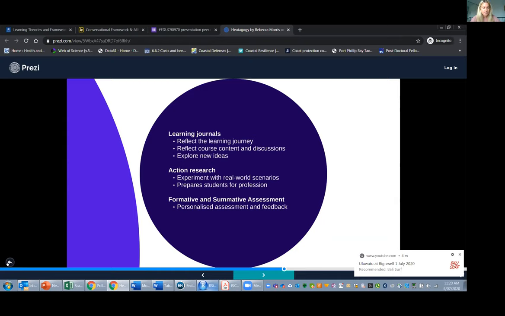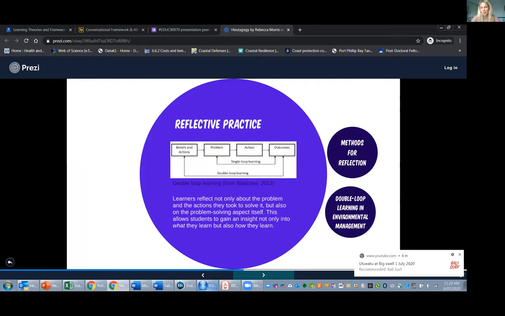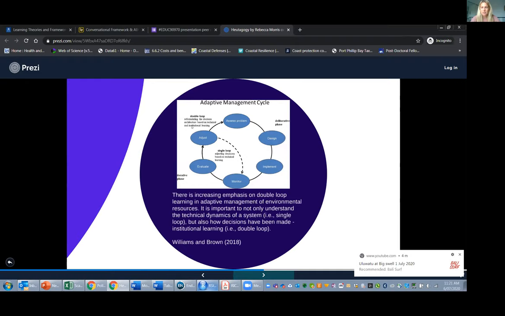I found this paper that helped me because I work in environmental management, and it was about double loop learning in adaptive management of environmental resources. I've included the reference that you can have a look at. For me, it helps me to understand the concepts if I can apply them to something that I know. So if you two work in an environmental space, it might be something useful for you to look at.